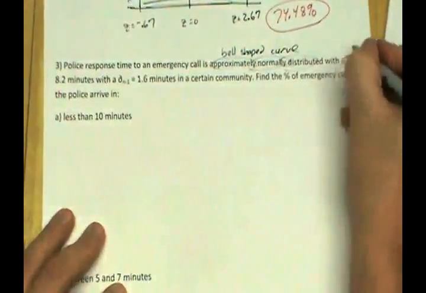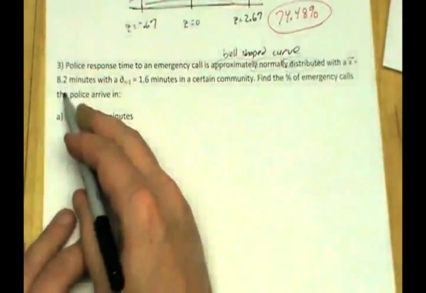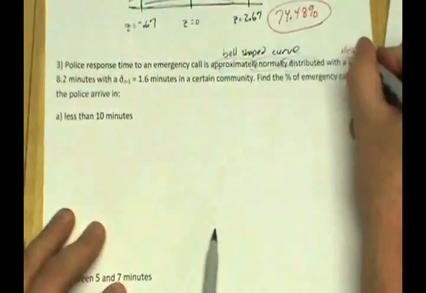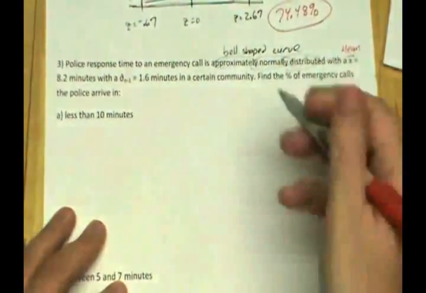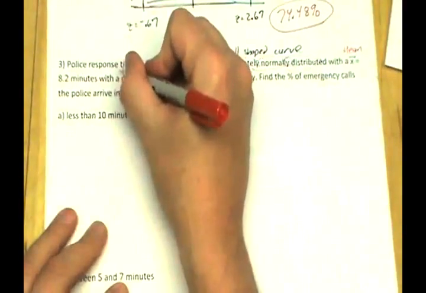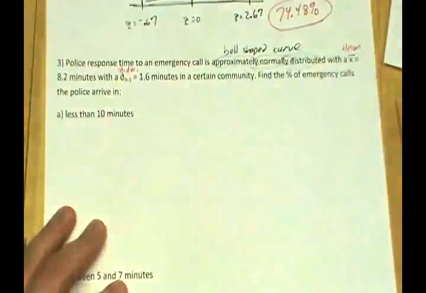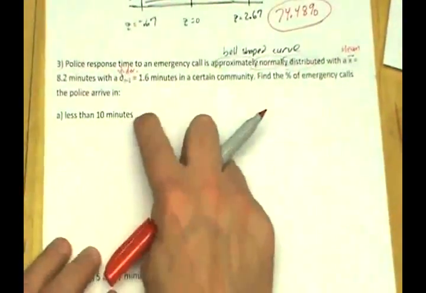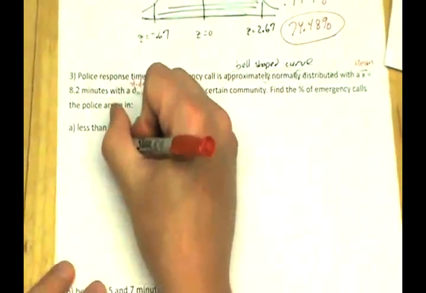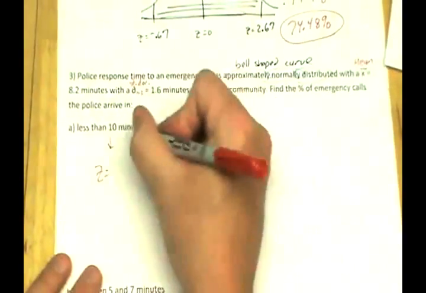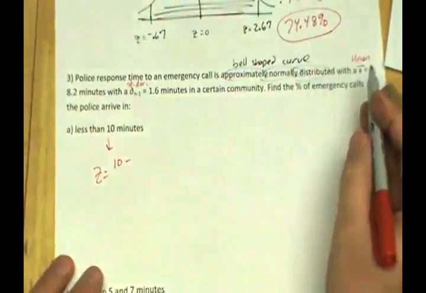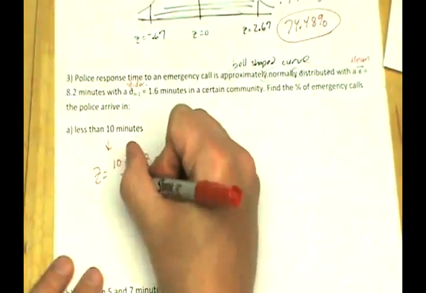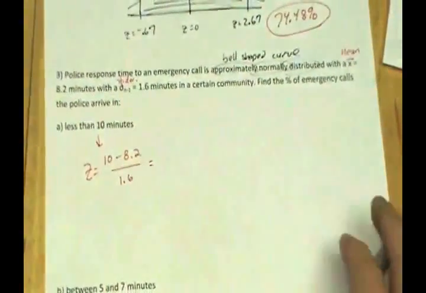With a mean of 8.2 minutes, so that's our mean, and a standard deviation, that's a symbol for standard deviation, 1.6. Find the percentage of calls that the police arrive in less than 10 minutes. So again, we have to convert to a z-score. So z-score for 10 minutes: data, 10, minus the mean, 8.2, divided by the standard deviation, 1.6. So we've got to find the z-score.